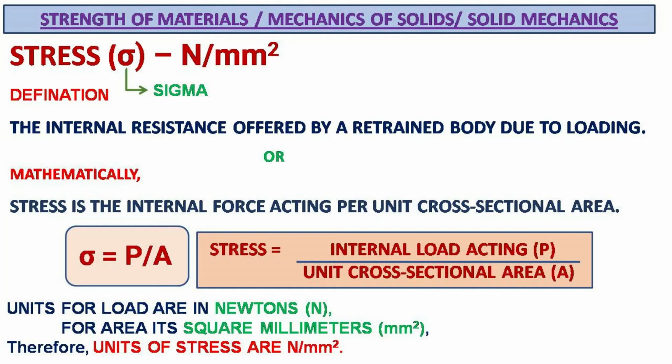Mathematically, stress is also defined as the internal force acting per unit cross-sectional area. Sigma is equal to P divided by A. We know, units for force are in newtons, and for area it's square millimeters, denoted with mm squared. Therefore, units of stress are newtons per square millimeter.